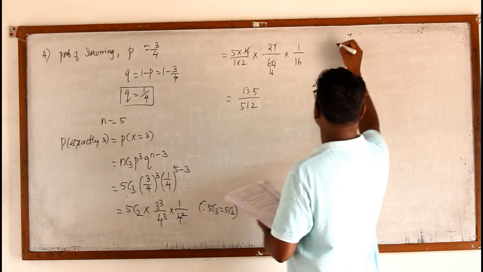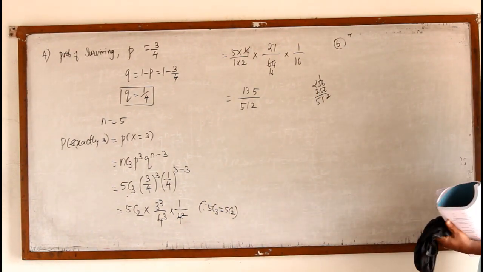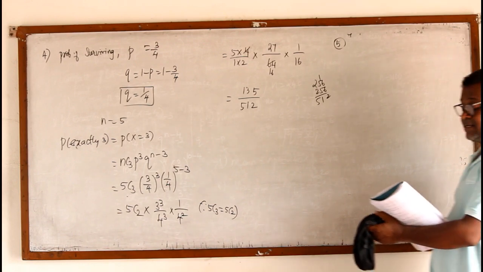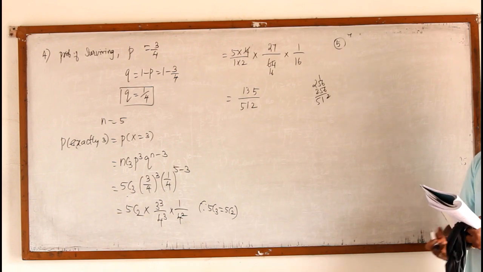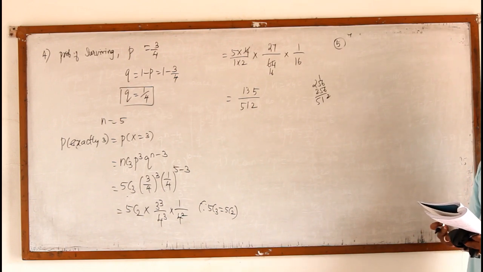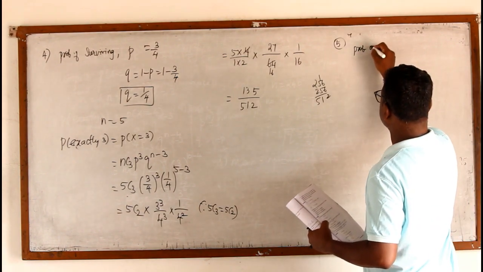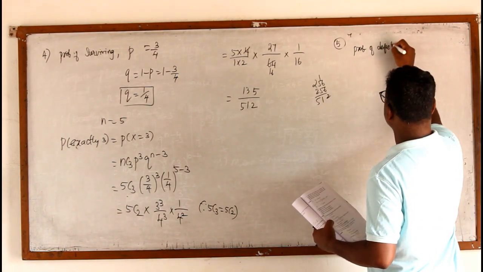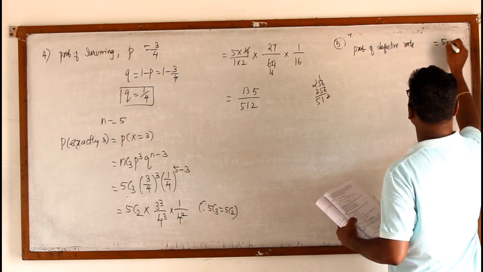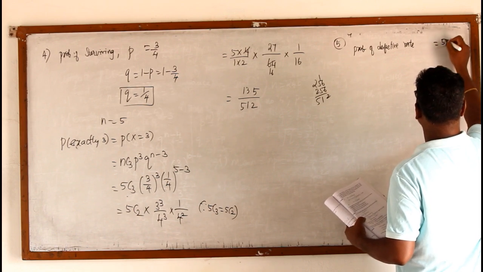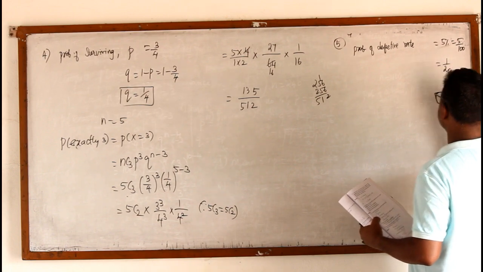Now we should go for fifth problem. Here a retailer purchases a certain kind of electronic device from a manufacturer. The manufacturer indicates that the defective rate of the device is 5%. Probability of defective rate is equal to 5%. That means 5 by 100. Shall we write 1 by 20?